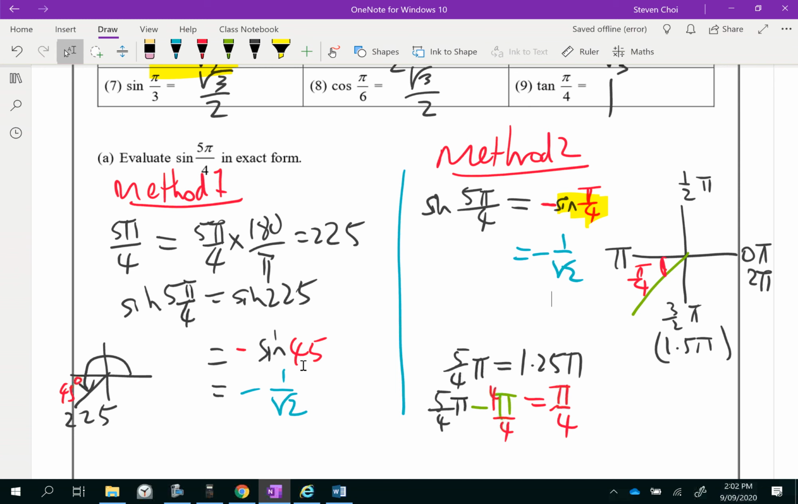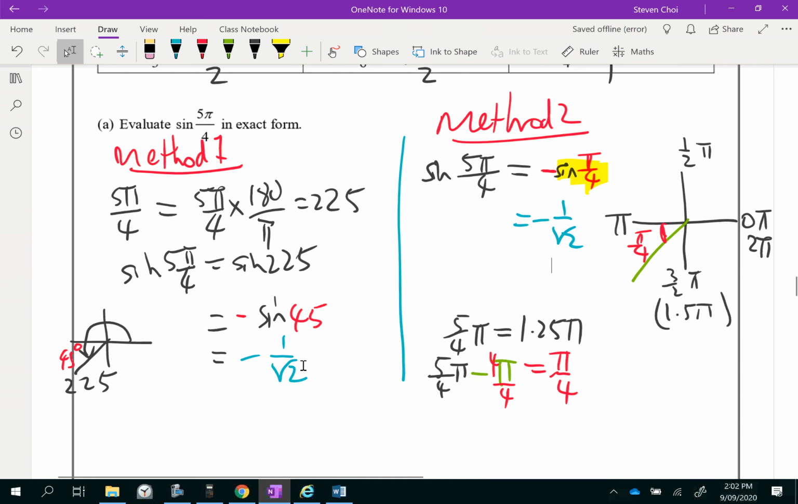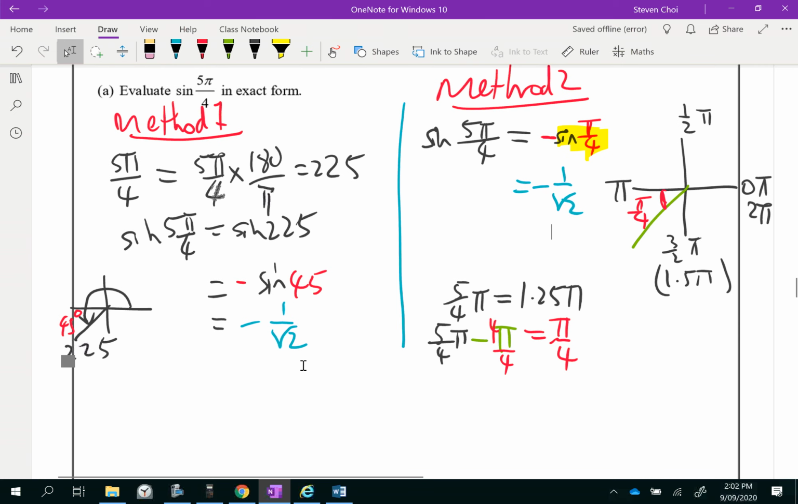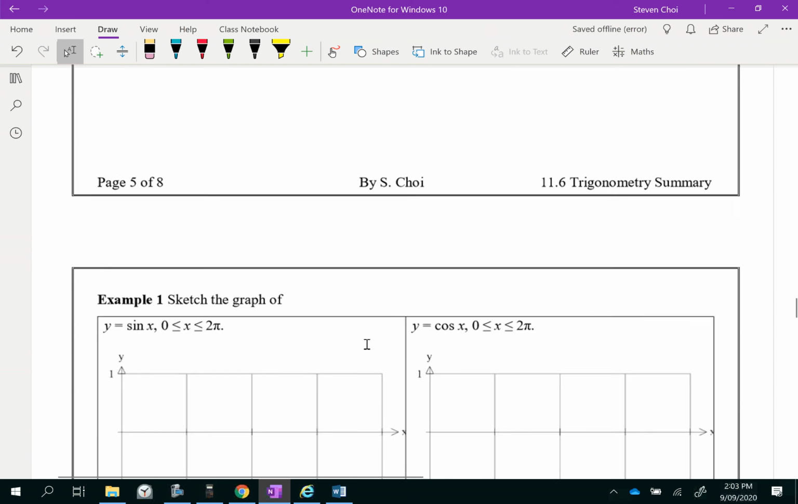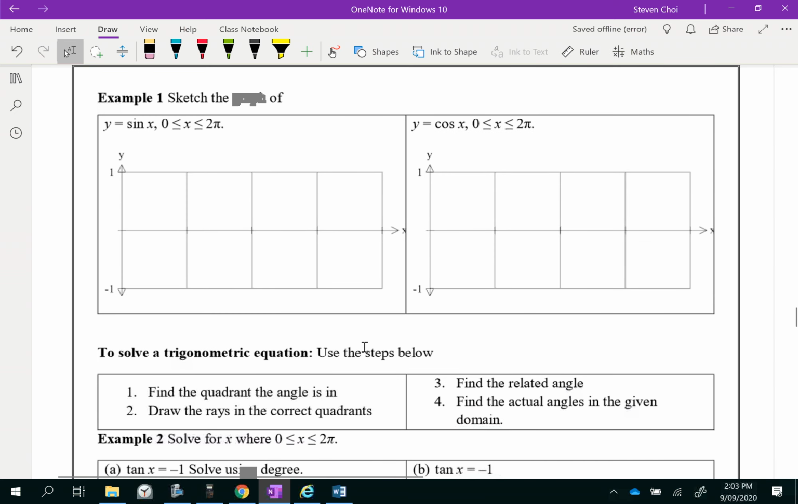All right, all ready? Okay, move on to next page. All right, next page. Sketch the graph.